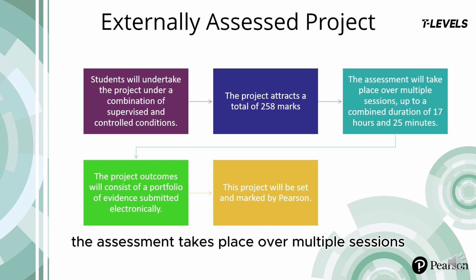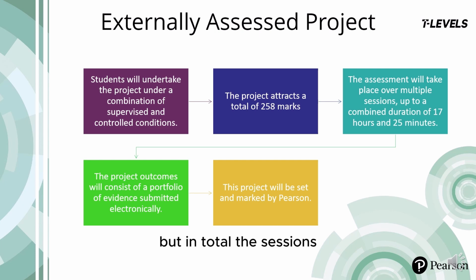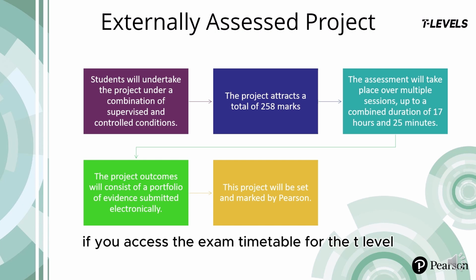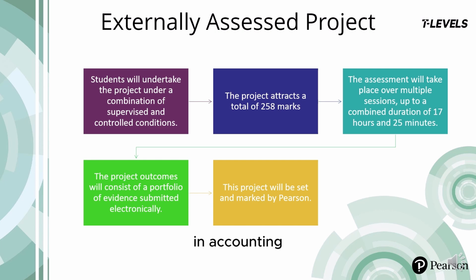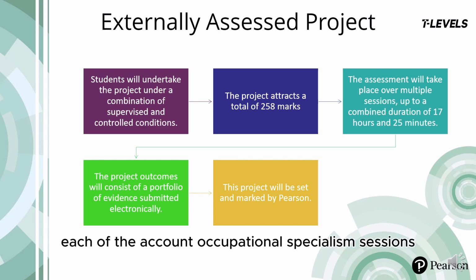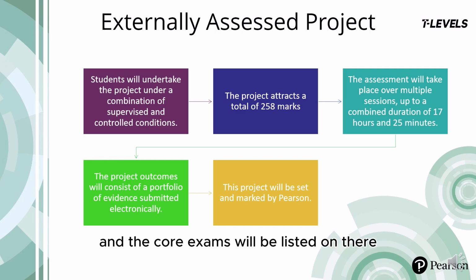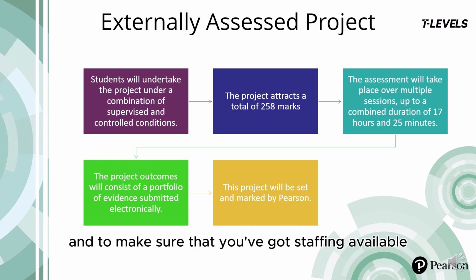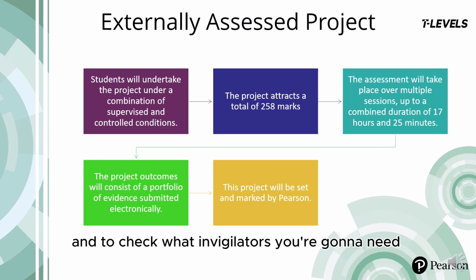The assessment takes place over multiple sessions, but in total the sessions come to a duration of 17 hours and 25 minutes. And these are set on a timetable by Pearson. So if you access the exam timetable for the T-level in accounting, each of the occupational specialism sessions, the employer project sessions, and the core exams will be listed there so that you can plan when these are, so that you can get access to IT rooms because you'll need them for the projects, make sure you've got staffing available and check what invigilators you're going to need.